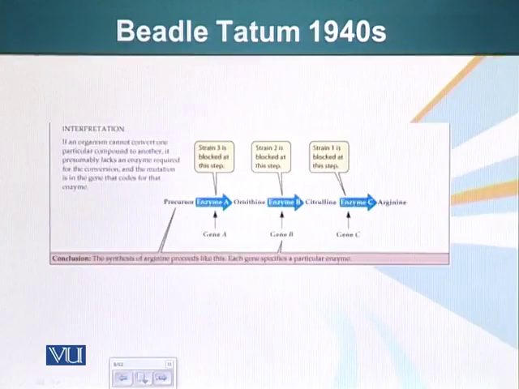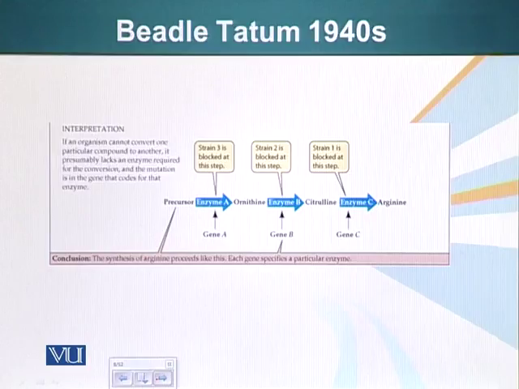So here is the interpretation. If an organism cannot convert a particular compound to another, it presumably lacks an enzyme required for the conversion, and the mutation is in the gene that codes for that enzyme.